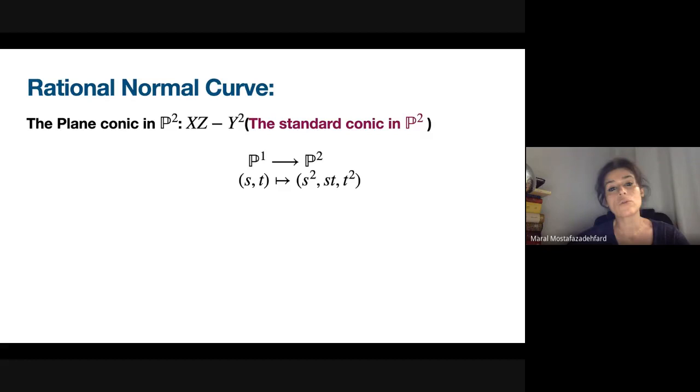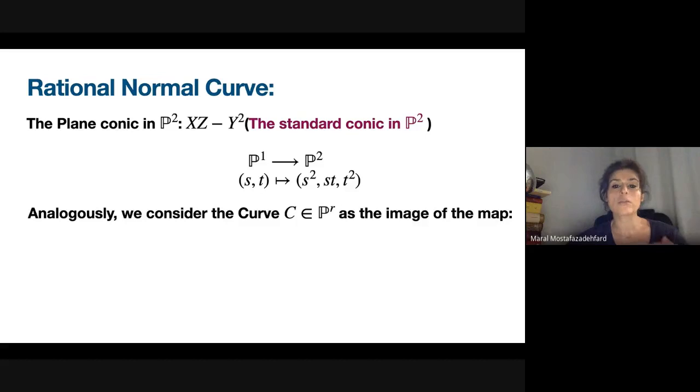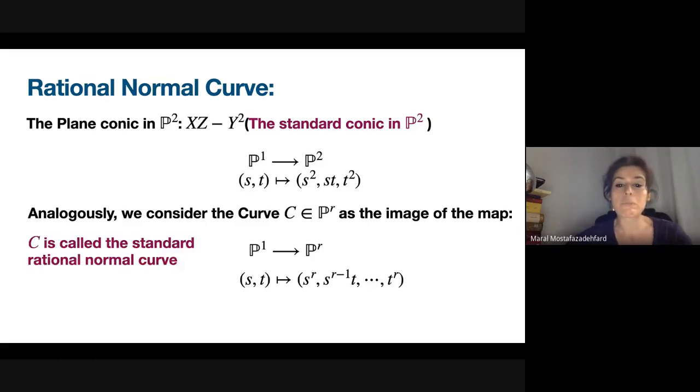When you think about higher dimension, we can define this curve as the image of this Veronese map. As it is an embedding from P1, we know that we have an isomorphism between P1 and C. This is called the standard rational normal curve. It is well known that it is a smooth, irreducible curve of genus 0, of degree r.